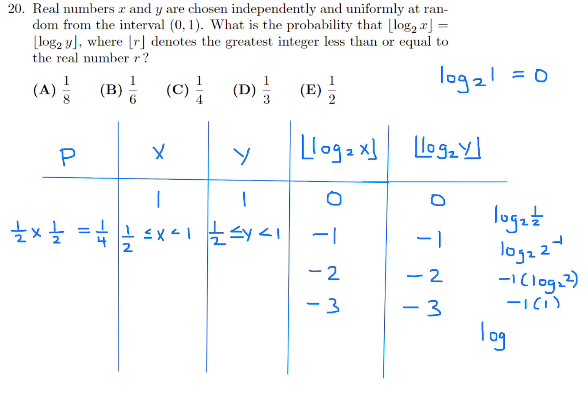Same story. Log of x to the base 2 is -2. So that means 2 to the -2 is x, and therefore x is 1 over 2 to the 2, which is a quarter. So now x has got to be less than a half, but it's got to be greater than or equal to a quarter. And similarly, y has to be in the same range.